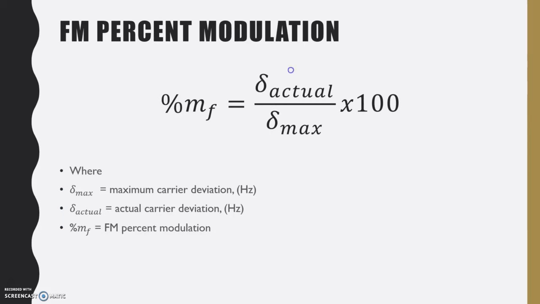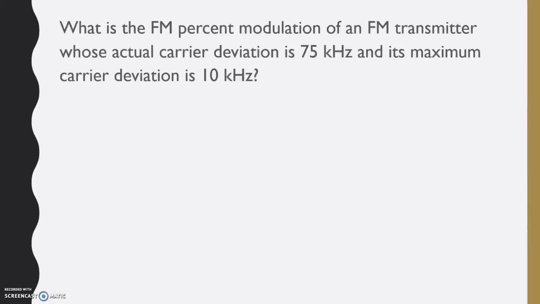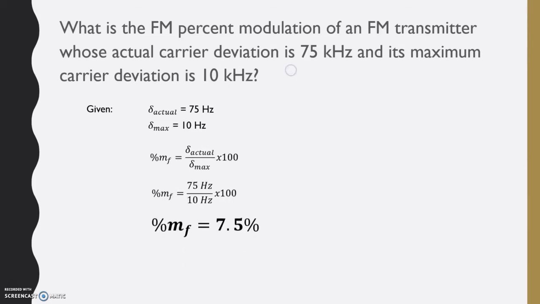Now, let's have an example. What is the FM percent modulation of an FM transmitter whose actual carrier deviation is 75 kHz and its maximum carrier deviation is 10 kHz? The given in this example is that the delta actual is 75 kHz and the delta max is 10 kHz. Plugging in the equation gives us a percentage of 7.5. So this is my last topic.